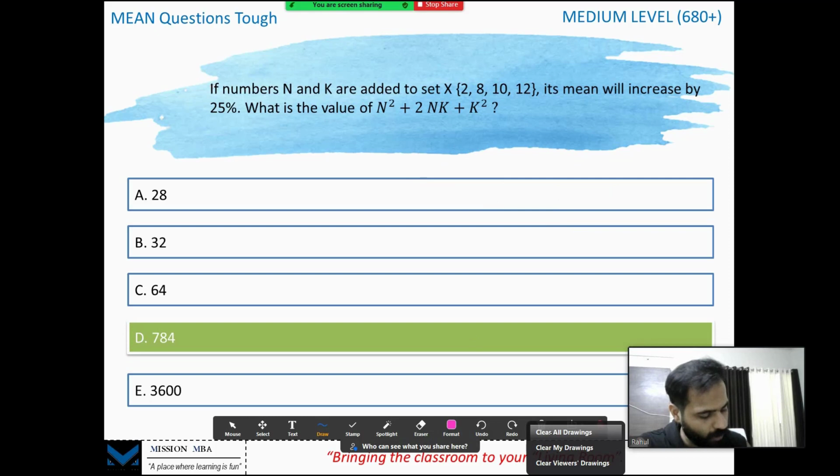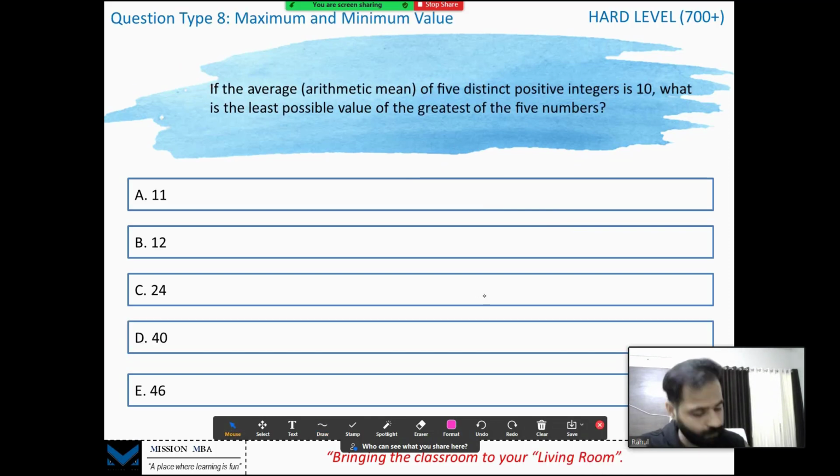Alright guys, so time to move ahead to the next question and a difficult concept. Pause the video, try it on your own, and once done, let me know, or we'll just simply move ahead. If the average of 5 distinct positive integers is 10, alright, so the average of 5 numbers is 10. Be careful, it is distinct positive integers. These things, if you skip them, if you do not read them properly, you are screwed up. The answer is going to be wrong.